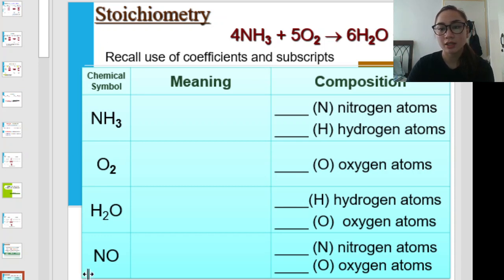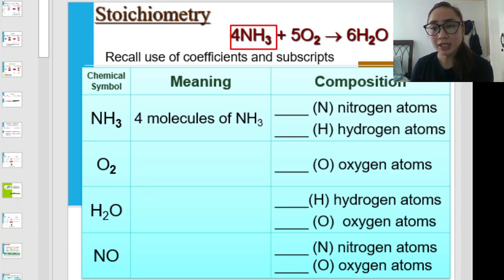So, again, we make the table here. So, we have the chemical symbol. So, kung makikita nyo, hindi ko sinama yung ating coefficients, no? So, we have NH3. Sulat nyo lang. We have O2. We have H2O and NO on the product side. Okay, so let's answer together. You may pause this video if you need to practice on your own kung may papel kayo.